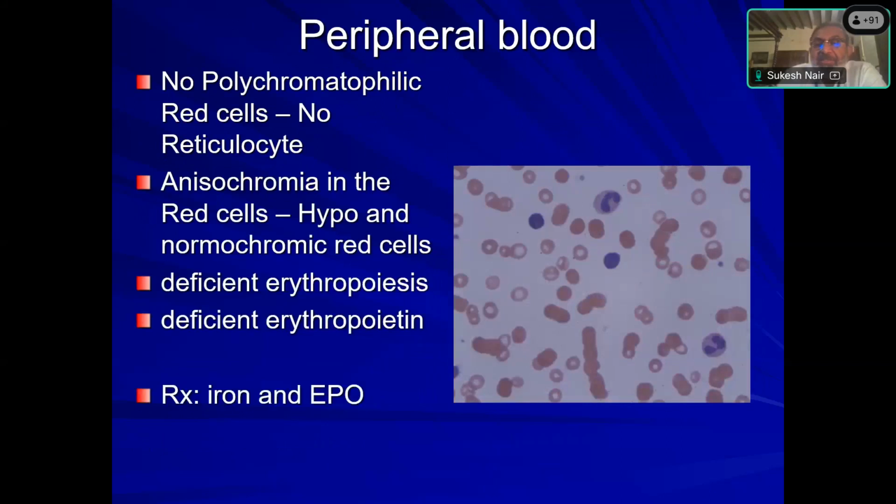For example, in the next case, you can see there is hypochromia in some of the red cells, but there's hardly any reticulocytes. So this person should not only get iron, he should also get erythropoietin. And if he's already on erythropoietin, he should be given an increased dose of erythropoietin, because erythropoietin doses are titrated based on the hemoglobin.